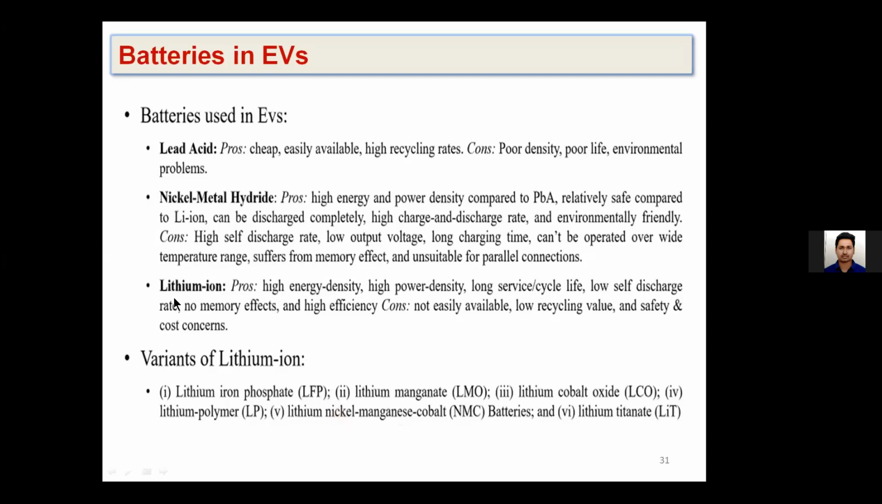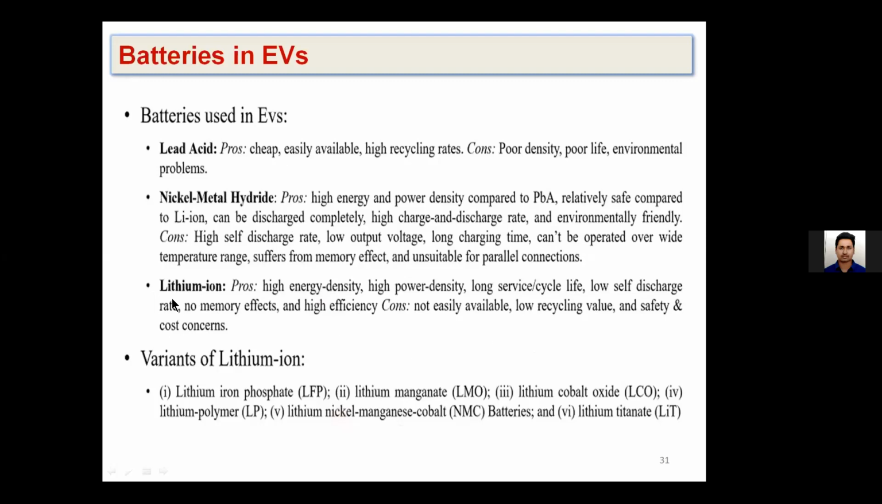The third variant is lithium-ion batteries, which is a popular battery technology in utilization nowadays. It has high energy density, high power density, and even a longer life span when we compare it with the previous two variants. Low self-discharge rate, no memory effects, high efficiency.